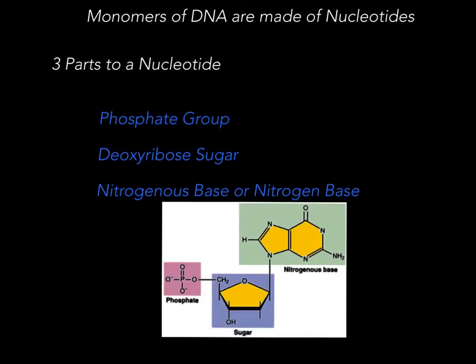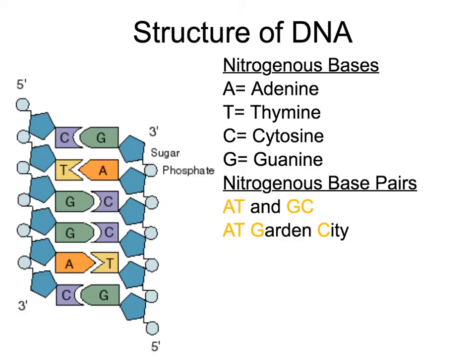DNA is composed of monomers called nucleotides. The three parts of a nucleotide are the phosphate group, the deoxyribose sugar that gives DNA its name, and nitrogenous base or nitrogen base. Now when you join these nucleotides together, you can form long chains of DNA.